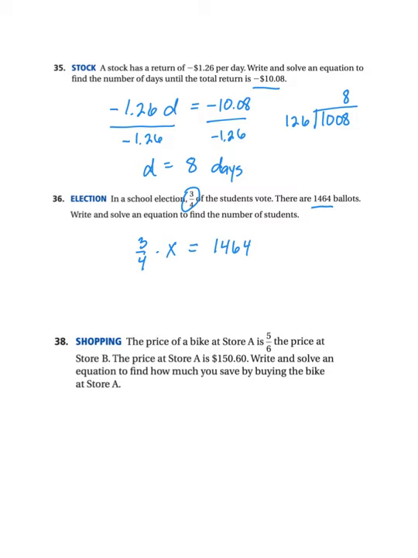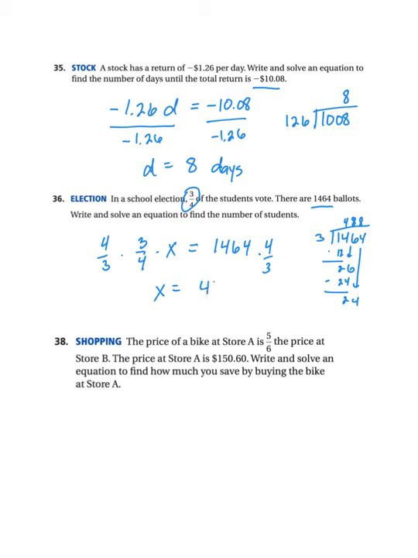So when I solve this, I would expect to have more students than there were ballots, since only 3/4 of the students voted. So I'm going to solve this by multiplying by 4/3. And let's see, I might just take this 1464. I'm going to divide by 3 first. 3 goes into 12 4 times. Bring down my 6. 3 goes into 26 8 times. That's 24. And 3 goes into 24 8 times. So when I divide by 3, I get 488.